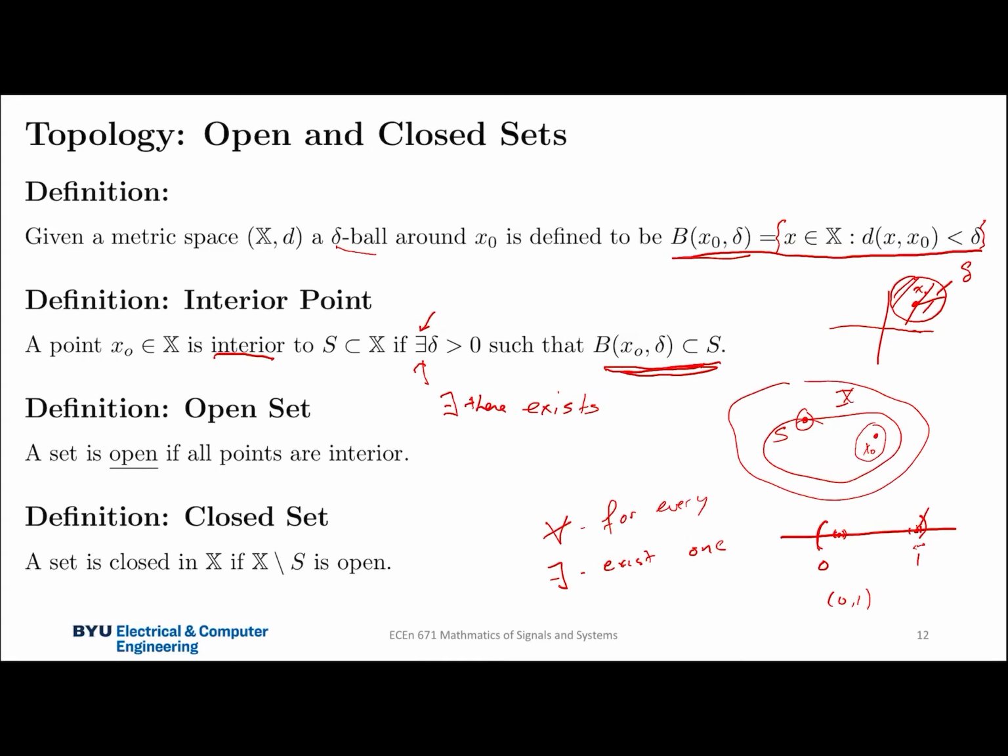Now, as soon as we include an endpoint, so if we do 0, 1 with a square bracket, the square bracket means we include 1. 1 is part of the set.